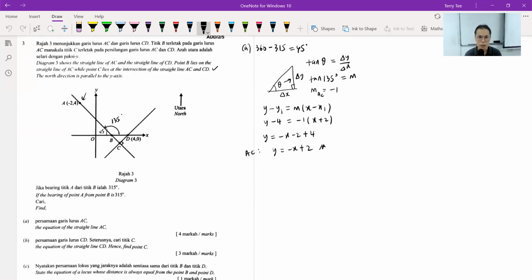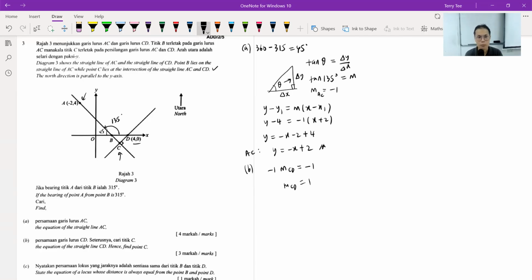Okay, next I want to find the equation of straight line CD. Now you're given that this is perpendicular, 90 degrees. So whenever you see 90 degrees, we know we have to use m1 times m2 equals -1. So my gradient of AC, we know, is -1. Your gradient of CD, I don't know. I put mCD. The result is -1. My gradient CD is therefore just 1. Okay, I know gradient CD, right? But I know it also passes through point D.